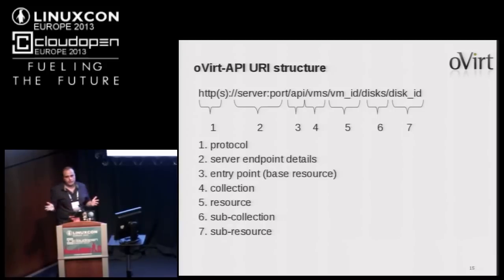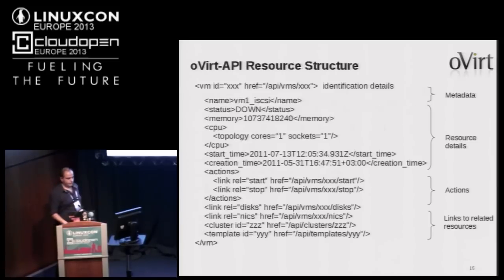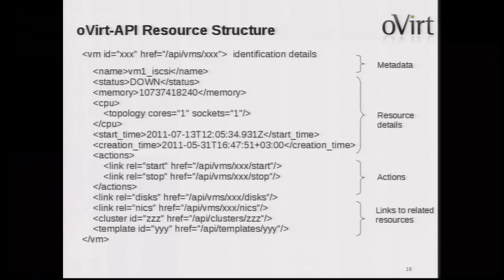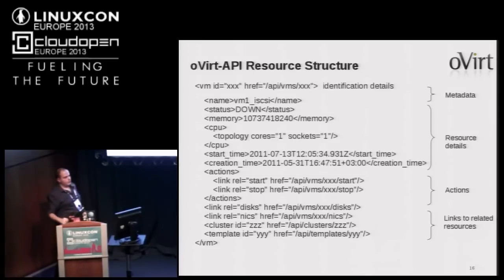It's usually like that in REST applications. You have a collection, a resource, a sub-collection, a resource in that, and that's practically it. And as a result, you get the resource. In here, I put it in XML format. So you have the metadata of the resource, the details on the resource. In here it's the VM, so the name of the VM, the status of the VM, memory, CPUs, when it was started, etc. And the actions that are available on this resource, on this VM, and links to other resources.